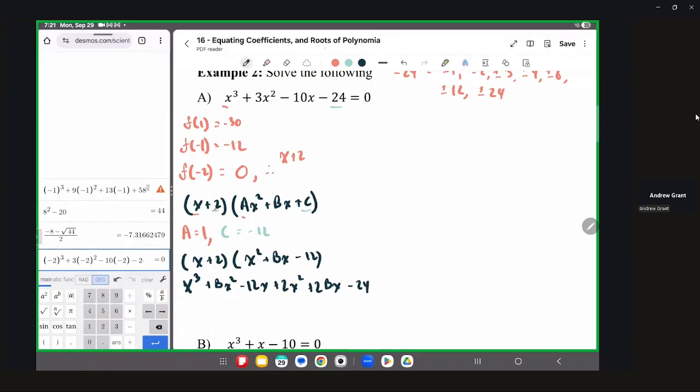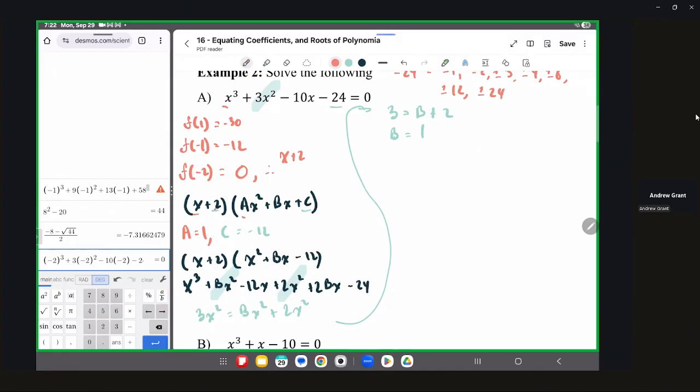Okay. Now from here, we can go ahead and equate our coefficients. So let's have a look at this 3x squared, this bx squared, and this 2x squared. And we can see that 3x squared has to be equal to bx squared plus 2x squared, otherwise known as 3 has to be equal to b plus 2, so b equals 1.